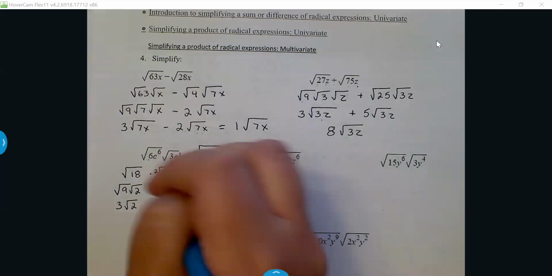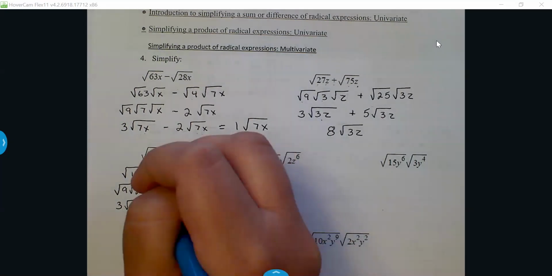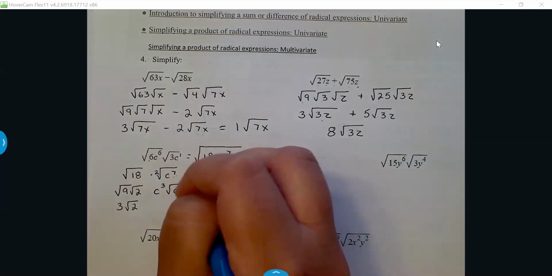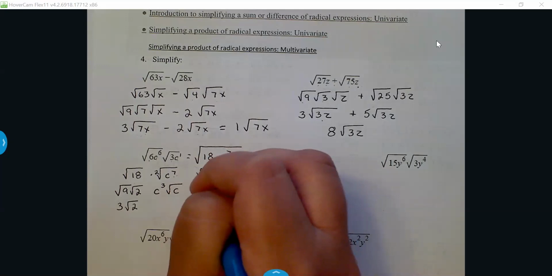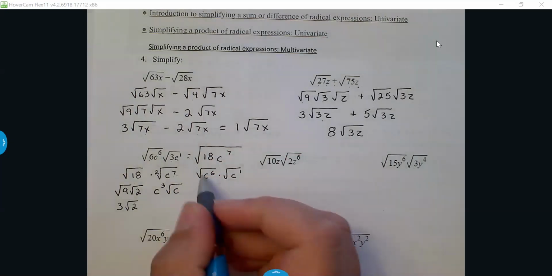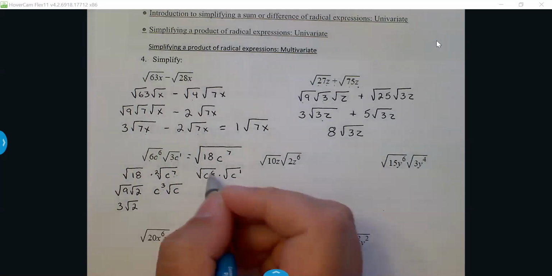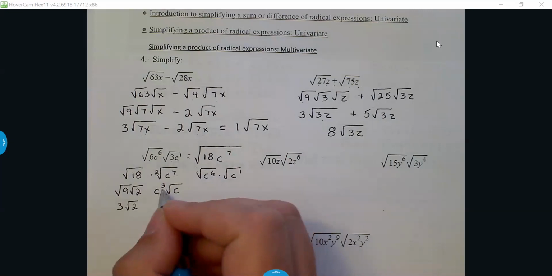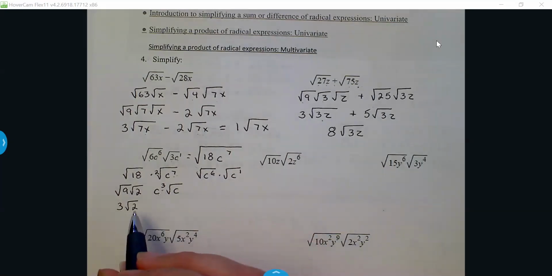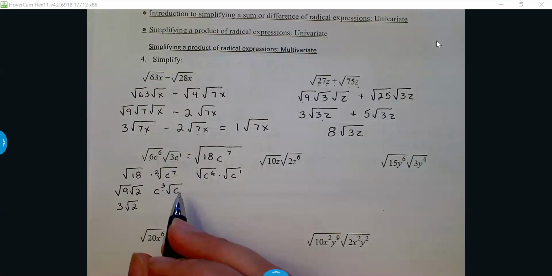Or another way to look at it is, I can make the square root of c to the 7th. I can think of that as the square root of c to the 6th times the square root of c to the 1st. And the square root of c to the 6th is c to the 3rd, because 6 divided by 2 is 3. Okay, so now I have 3 times the square root of 2 times c to the 3rd times the square root of c.